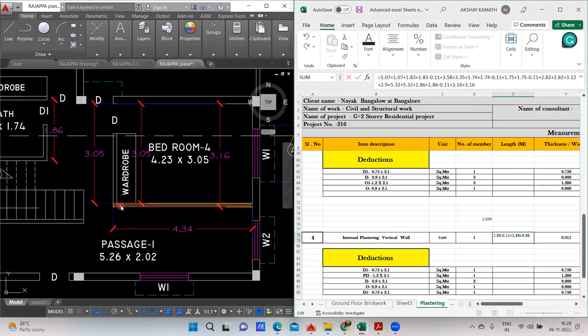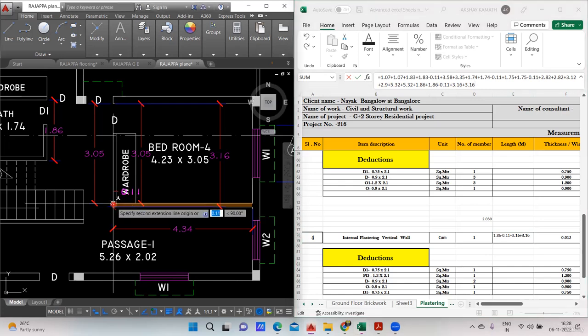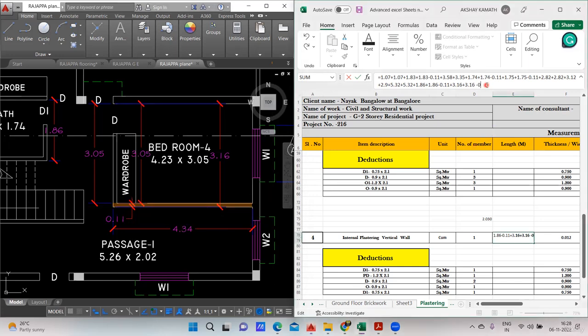Provided this wall thickness you need to deduct. This wall thickness is only 0.11, so minus 0.11. Got it? Understood, no? Even though you've taken outside, this plastering will come completely only. So 3.16 plus 3.16 minus 0.11. Got it? Everything we have taken care of.